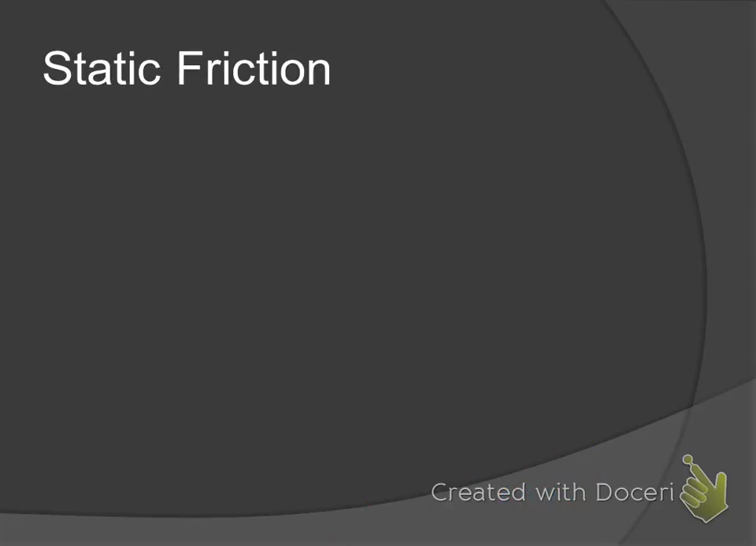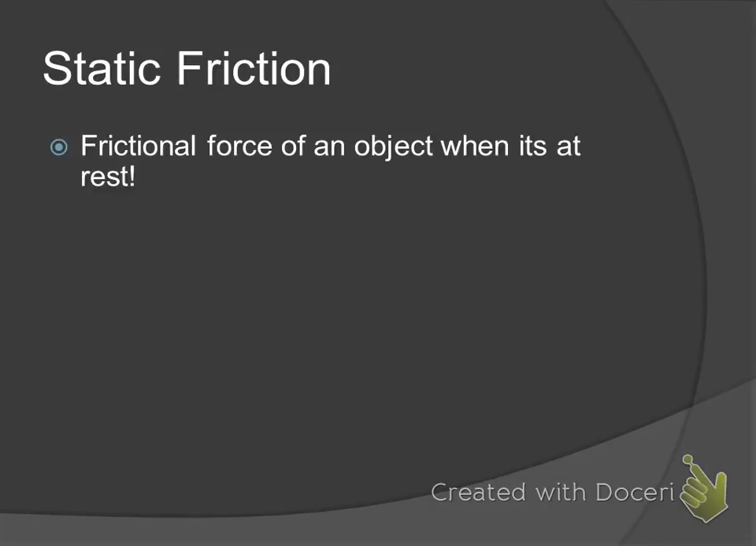So the second type we're going to talk about is called static friction. What's it mean if something remains static? Still, right? Not electricity. We're not going there. Static means it's still, it's not moving. So static friction means it's the frictional force that's applied on an object when it's at rest.